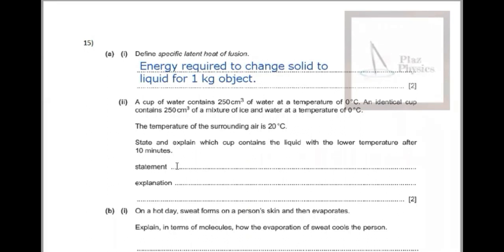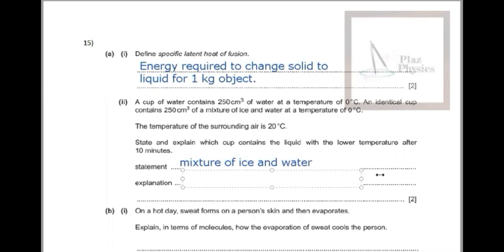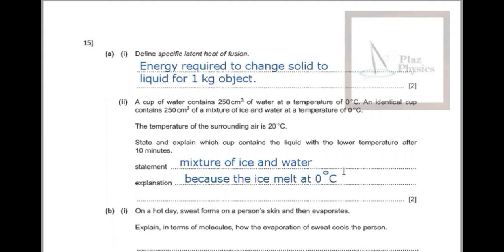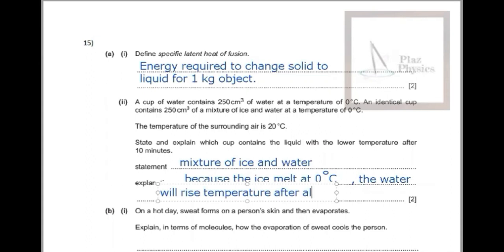Okay, which one is lower temperature? Mixture of ice and water. Why? Because the ice melts at 0 degrees Celsius, constant temperature. Okay, so lower temperature. Then you can continue to say that the water will rise in temperature after all the ice melts.